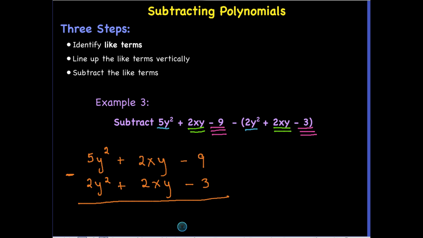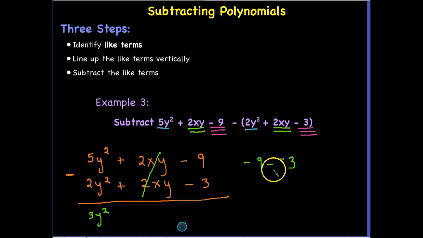So when I write my final answer, I always will take into account this minus. So I have 5 minus 2, which is 3y squared. I have 2 minus 2, which is 0, so those just cancel out. And then this is where it can be a little bit tricky. I have a lot of minuses. I have a minus 9 minus negative 3. So let's write that out. Minus 9 minus a negative 3.